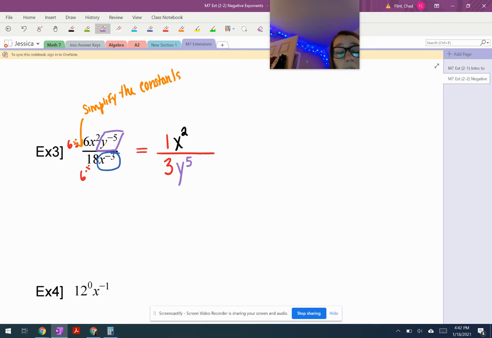We already took care of the 18 on the bottom, so now the x to the negative 3 comes up to the top and turns positive. So a little bit of a preview here. This would be simplified for now because I haven't taught you anything further, but a little preview into the next lesson would be dealing with these two x's.